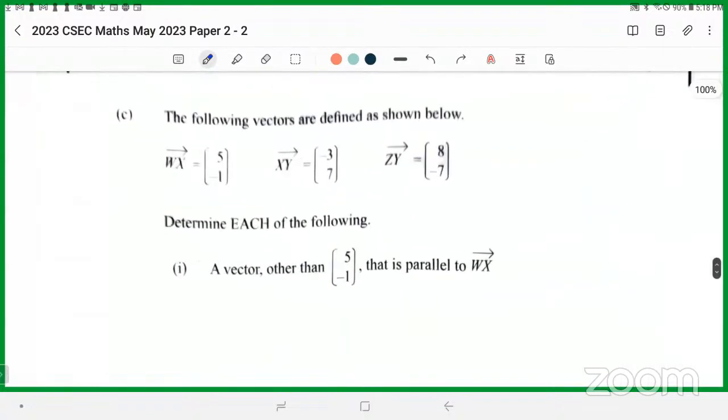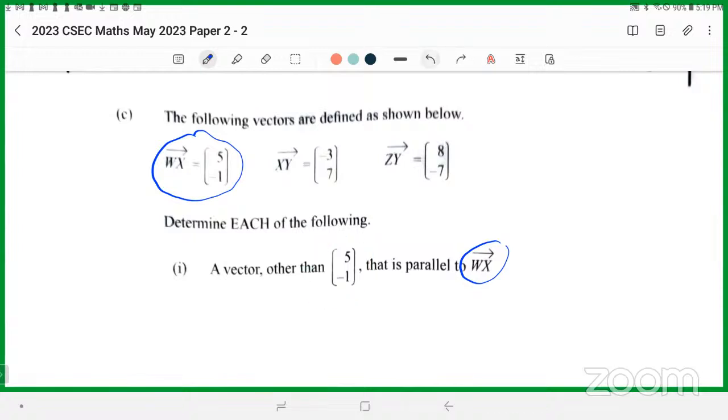So look at it. It gives us these three vectors: WX, XY, and ZY. And it says we have to determine each of the following. It says a vector other than 5, -1 that is parallel to WX. This is WX, and you want a vector that is parallel to it. Determine a vector. A vector means any vector. Any vector you like that is parallel to this.